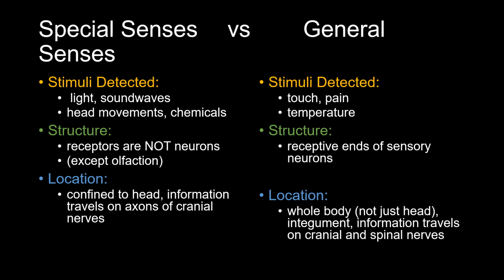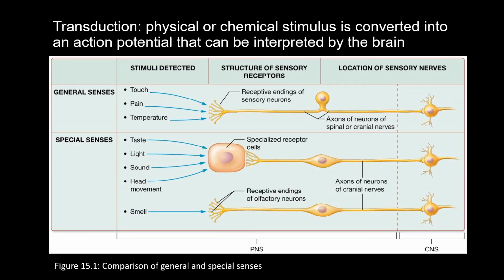And then the location is also different. General sensory stimuli are transmitted to the CNS by the axons of neurons located in both the spinal and cranial nerves. But special sense organs are all housed in the head, so only the axons of cranial nerve neurons convey this special sensory stimulus. Just like I said, you see general senses here on top and special senses on the bottom.